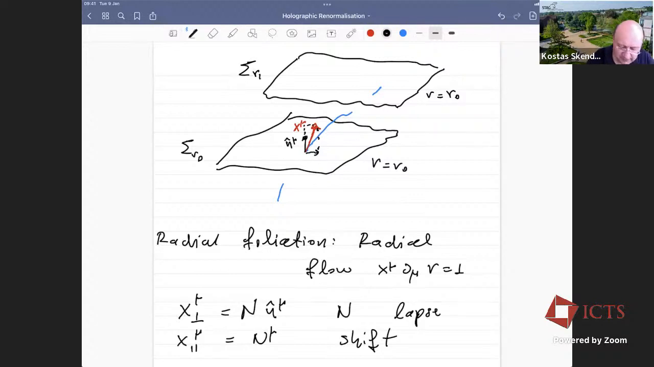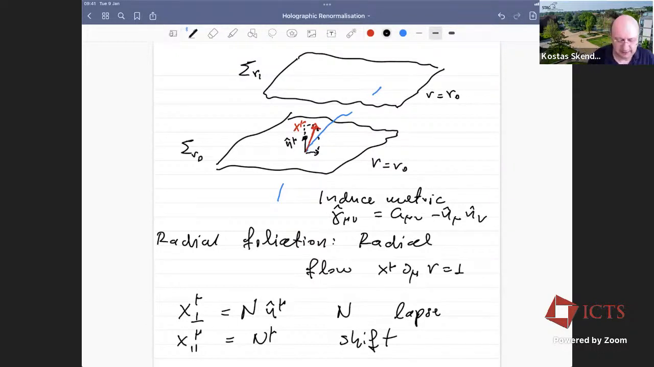In GR, this curve would be kind of a time function. In our case, it is a radial function. And as we move from one radial position to the other, this curve may not be straight, so we have a shift and a lapse. Now, once we have such a hypersurface, we can also define an induced metric on that, which is a metric induced from the bulk. So the induced metric is the bulk metric minus twice this unit vector.